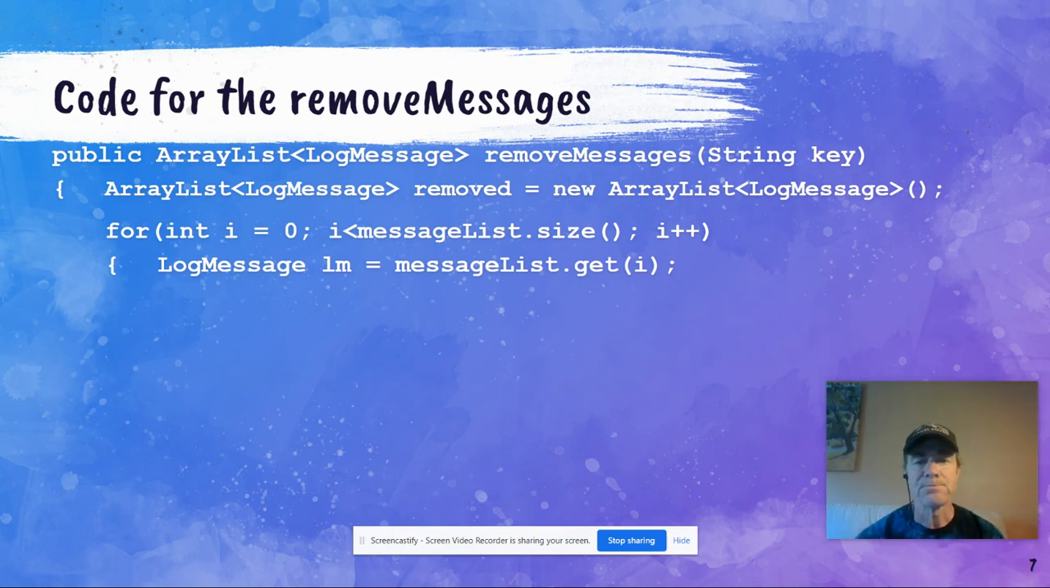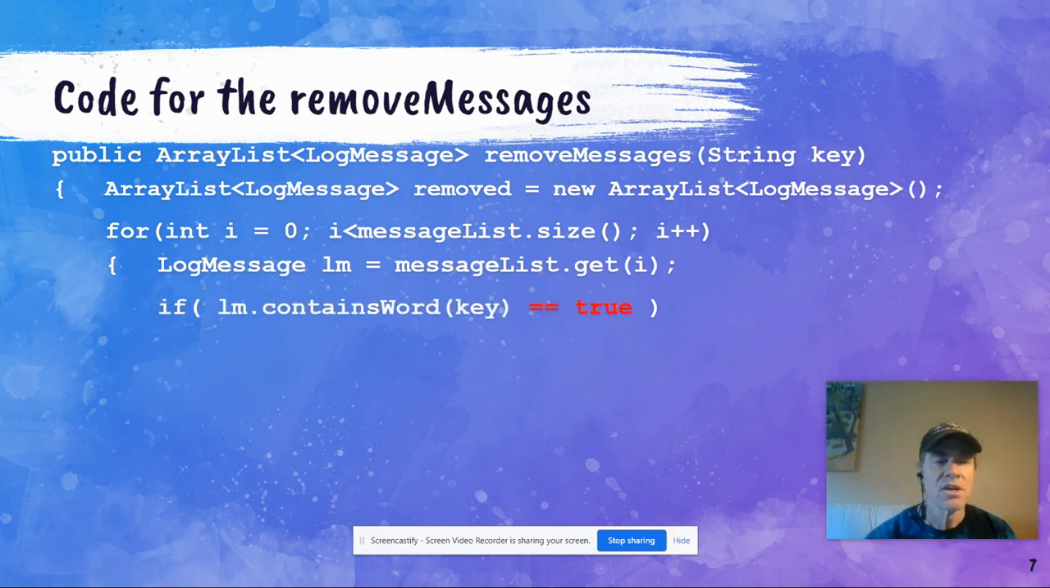The other thing the College Board dings people on is if they use the wrong names for things. So do make sure you use the right name, whether it's called orders or messageList. I'm going to get the next message out of my array list. This is the name of an instance variable in the class. In part B, we wrote the containsWord method, and so we're going to call that.